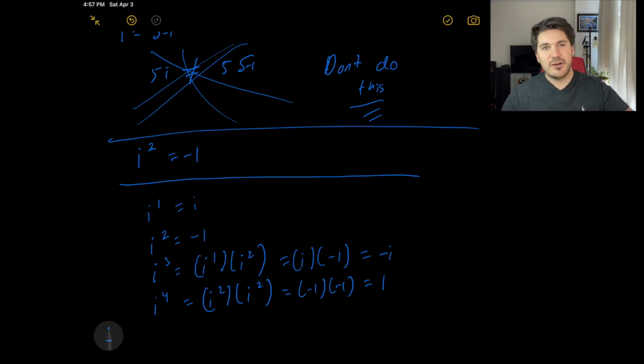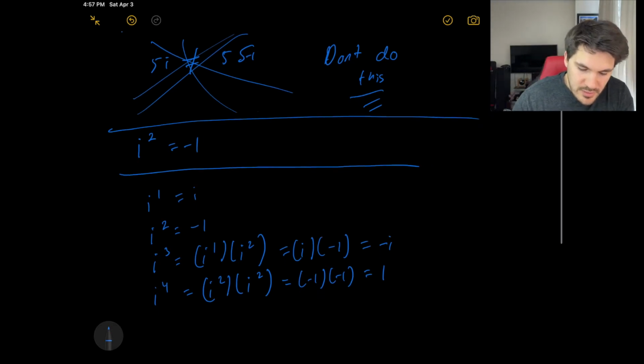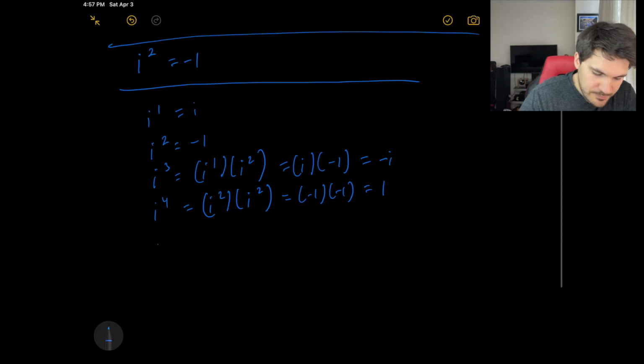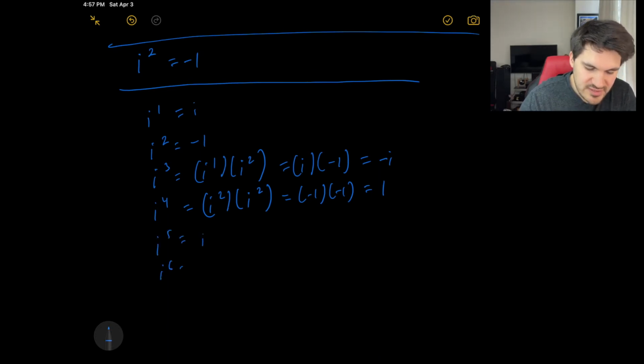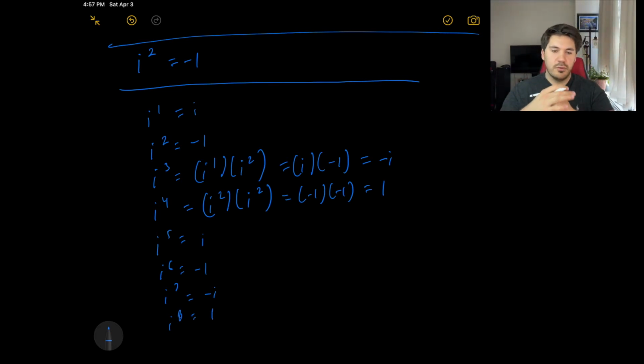So this is the pattern. i to the first power is i, i squared is -1, i to the third power is -i, i to the fourth is 1. And the beauty is that this pattern repeats over and over and over again. So i to the fifth power is just i, i to the sixth power is just -1. i to the seventh power is just -i. i to the eighth power is just 1. It just keeps repeating over and over again.